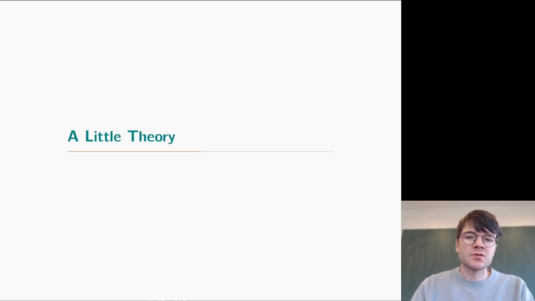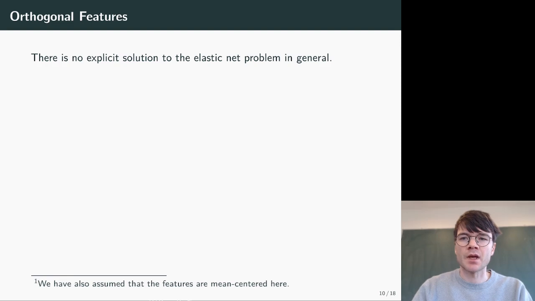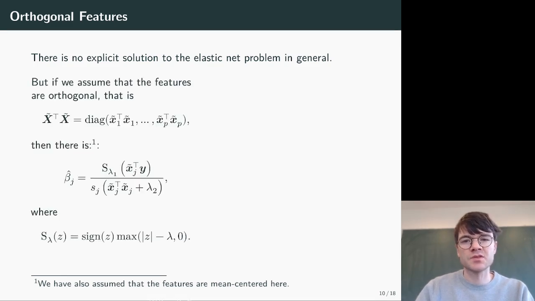But before we get into some of the more experimental side of our papers, we're going to tackle a bit of theory. Because this is a hard problem to analyze, and because there is no explicit solution to the elastic net problem in general, we have assumed in our work that the features are orthogonal to one another, which means that the inner product of the normalized design matrix is diagonal.